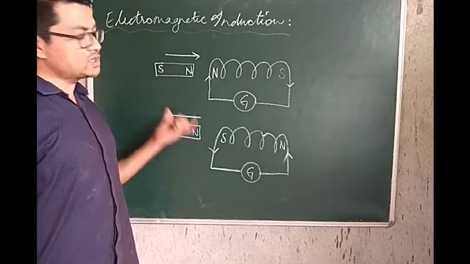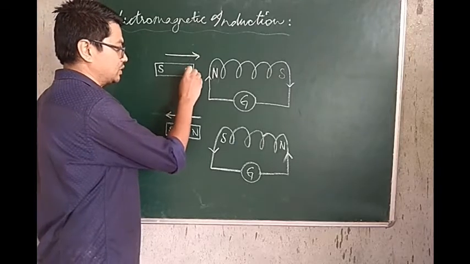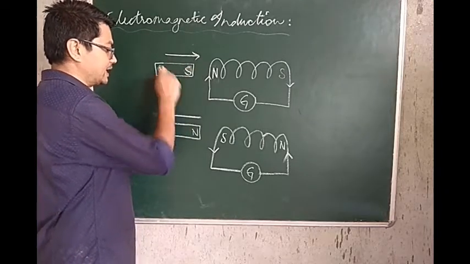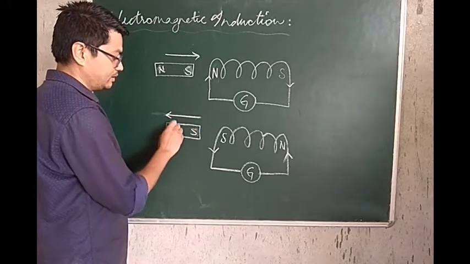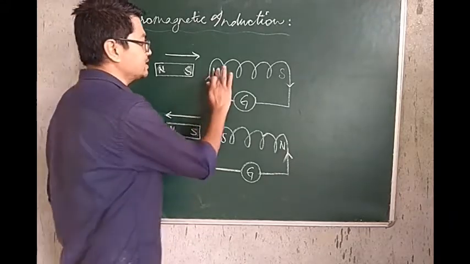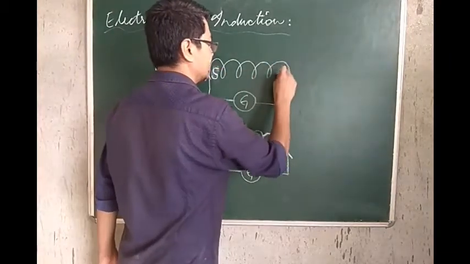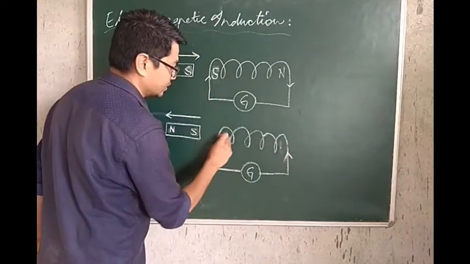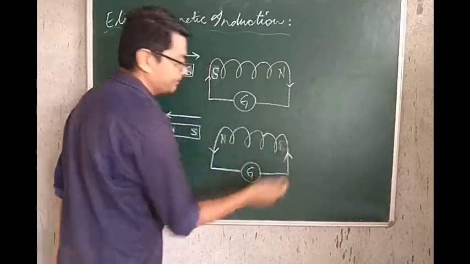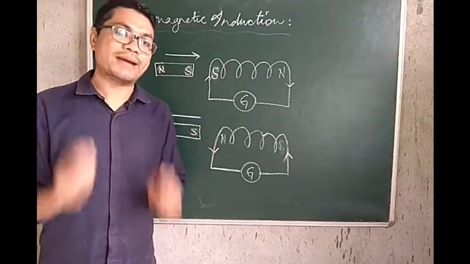Okay, the same story is true if the south pole of the magnet is brought closer, and likewise if the south pole of the magnet is taken away. Only thing is here, when you're bringing the south pole closer, a south pole is generated and a north pole at the other end. Likewise, when you're taking the south pole away, a north pole is generated here and a south pole over here. So this is what is called electromagnetic induction.